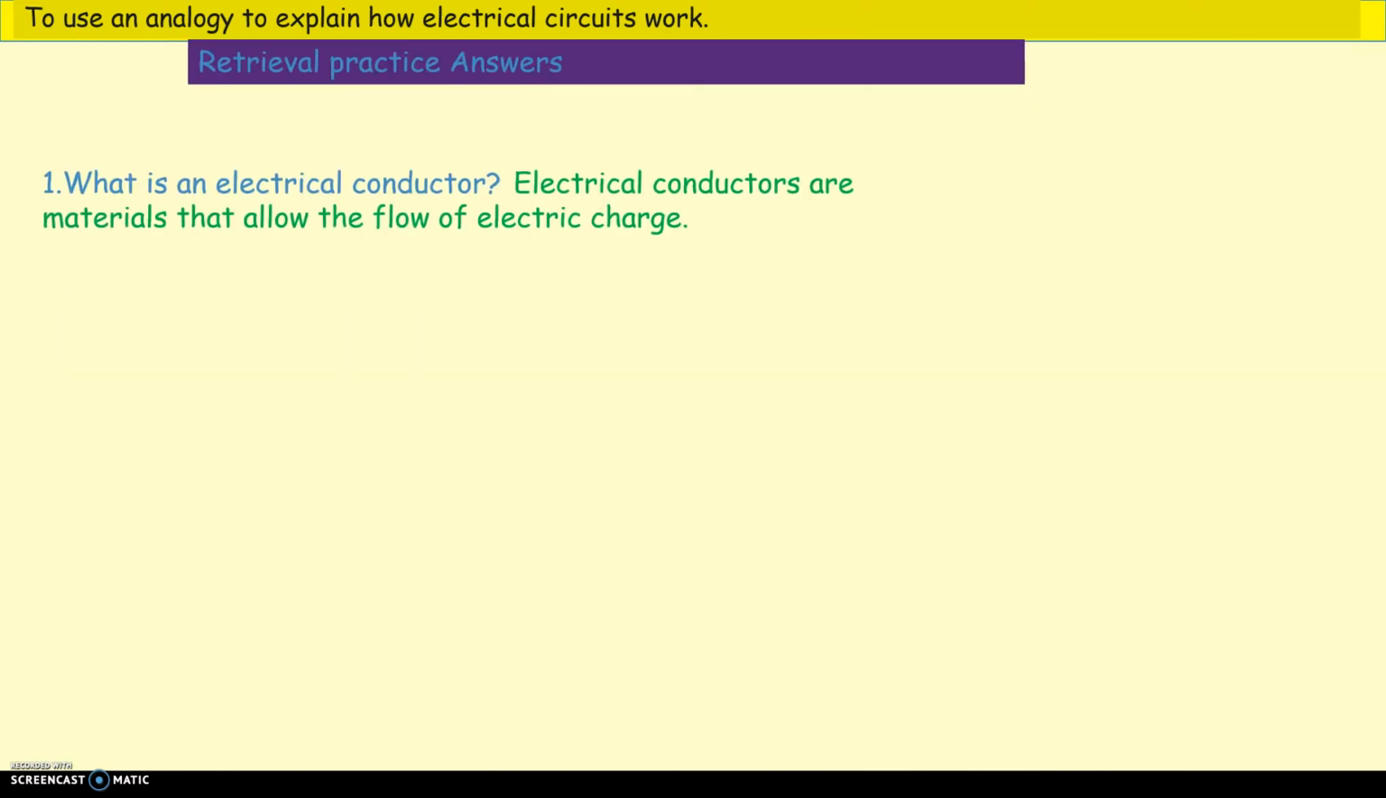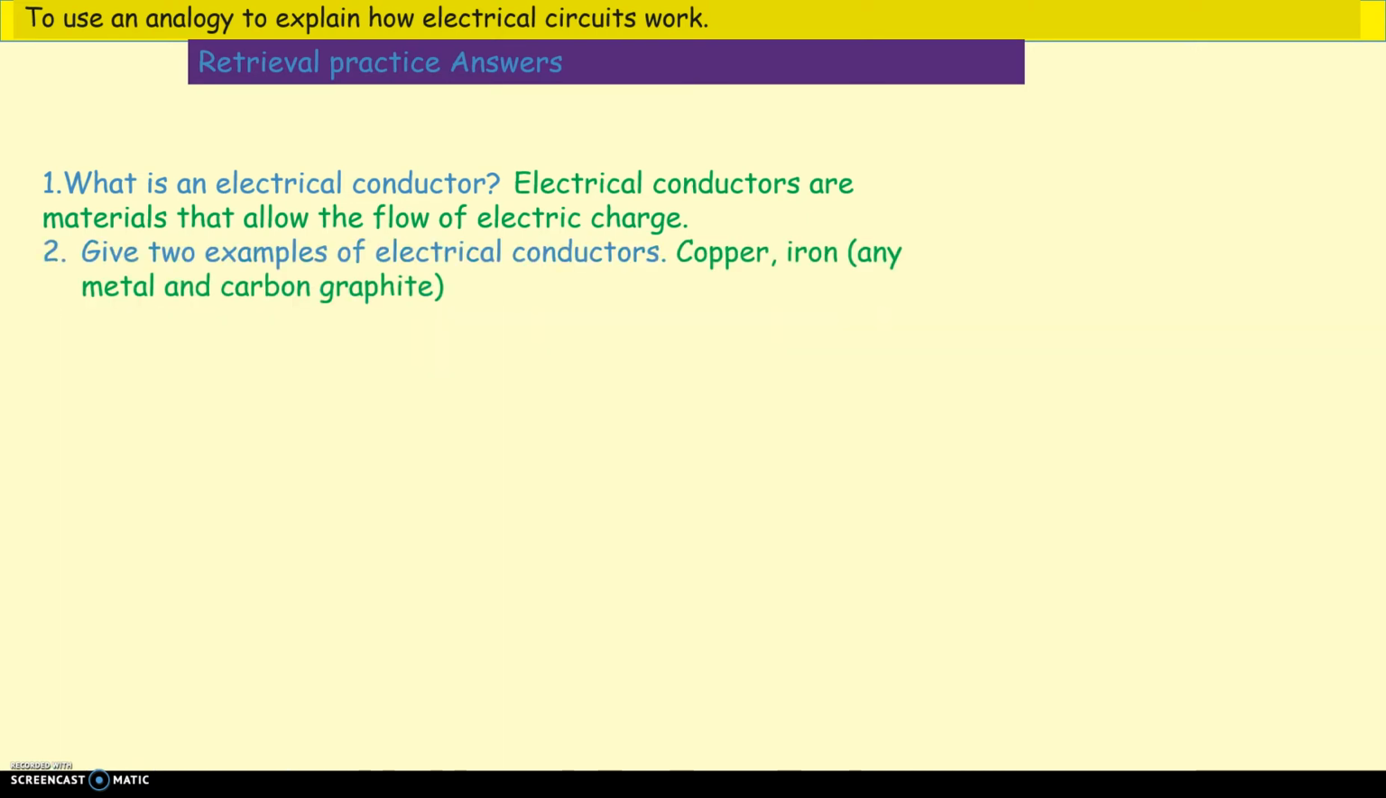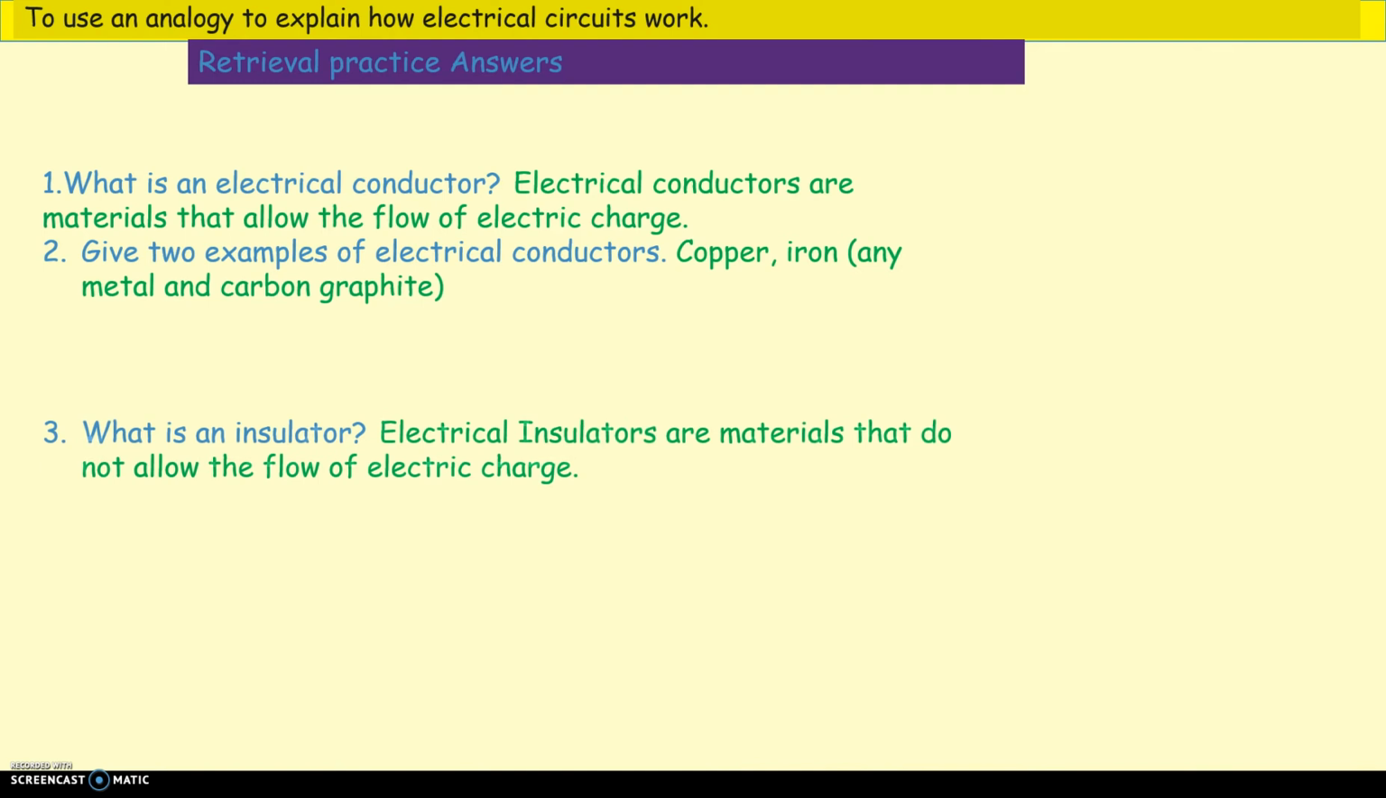So, our first question was, what is an electrical conductor? Electrical conductors are materials that allow the flow of electric charge. Give two examples of electrical conductors: copper, iron, any metal, and carbon graphite. These would be examples of electrical conductors.